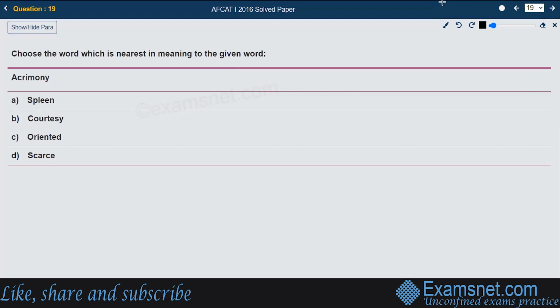Next, acrimony. The word is acrimony, and we are supposed to find the word that is nearest in meaning to acrimony. The word acrimony means ill feeling. Okay, feeling bad. If you look at the words spleen, courtesy, oriented, scars, the right match is spleen. The word spleen means having a bad temper, and that is somewhat related to ill feeling. So this should be the right answer.